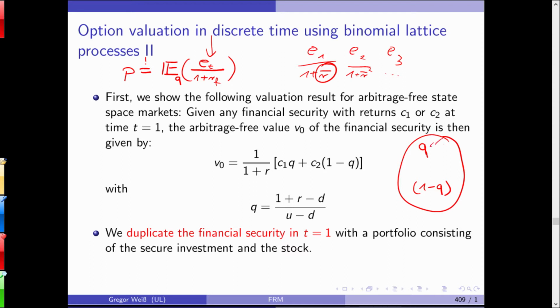So Q and 1 minus Q. Given the fact that U and D, those are the physical probabilities. Those you can actually observe in nature. Q and 1 minus Q, those are the risk-neutral probabilities.